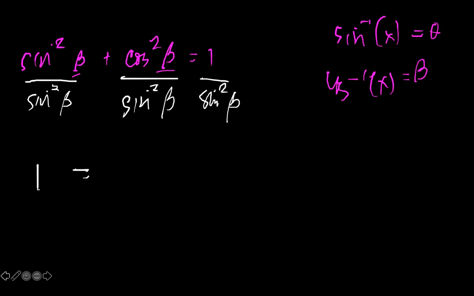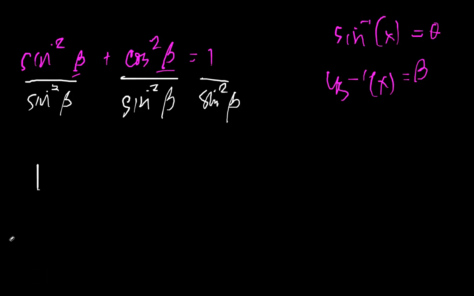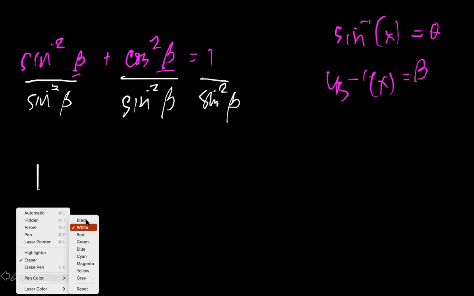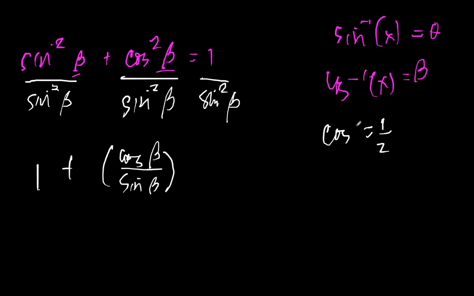And this becomes, what will happen here, class? Wait, let me erase and put the color back. Okay, so this becomes cosine beta over sine beta. Oh, another thing I remember. Class, take note, cosine is equal to 1/2 is wrong. The cosine cannot stand alone without the given value here, the variable.